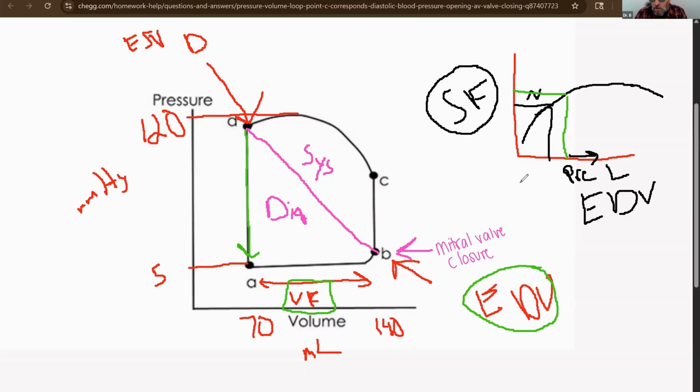What about sounds? Do we know any sounds that occur here? What sounds occur here? The S1 sound. Very good. Remember, the S1 sound is a result of the AV valves closing, right? The AV valves closing, that is the mitral valve, which is the bicuspid, and then also called the tricuspid between the right atrium and the right ventricle.